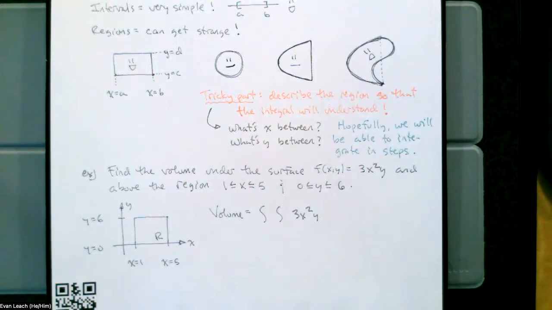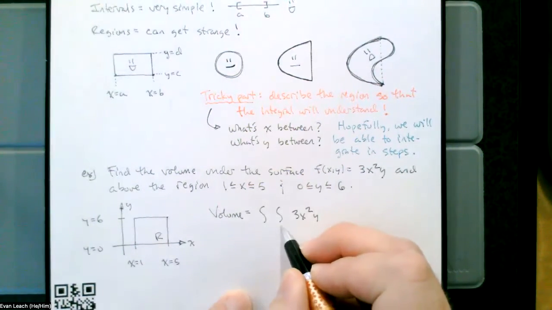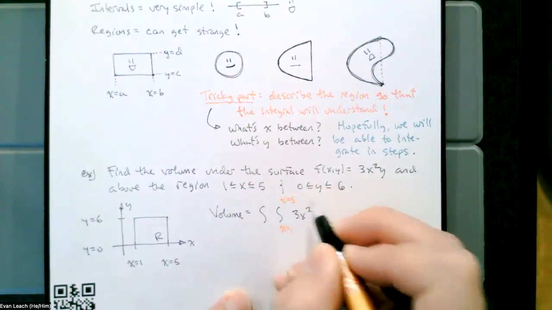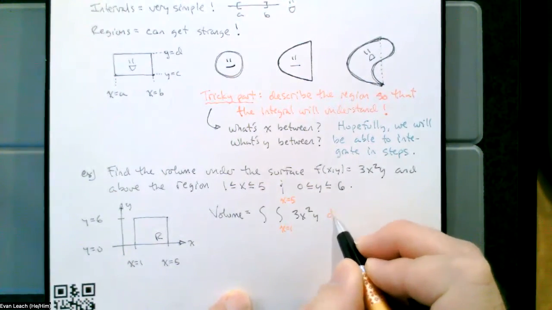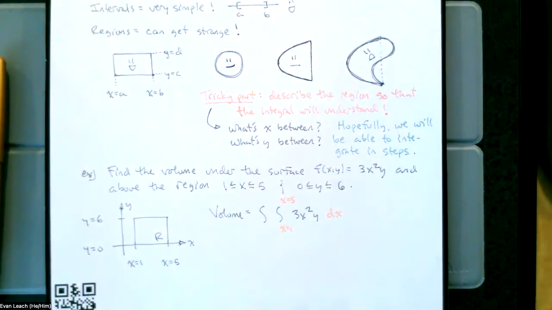So the question is, what's x between, followed by what's y between? What is x between here? X is between 1 and 5. So I'm going to say x equals 1 to x equals 5. And that means I'm writing my dx integral first. What am I going to write for my outside integral, my second integral?